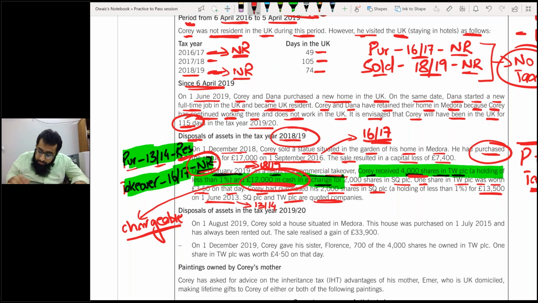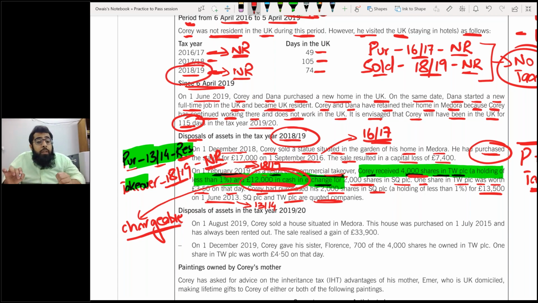But the problem is that at the time of takeover on 1st February 2019, when did this takeover happen? Sorry, I wrote it wrong. The takeover happened on 1st February 2019. In 18/19, you are non-resident. The takeover happened when you were non-resident. Now, if you go back to the rules, in 18/19, you were non-resident.